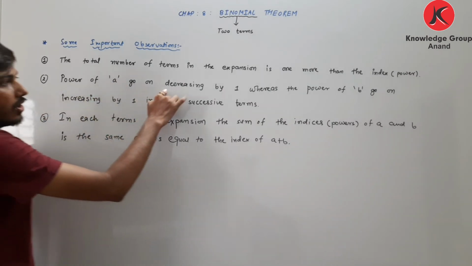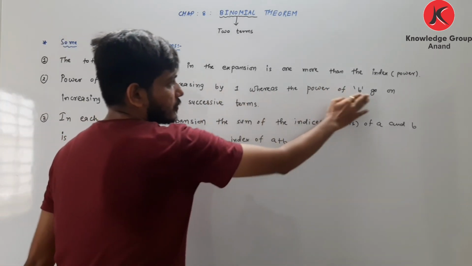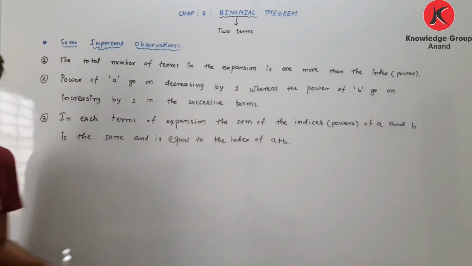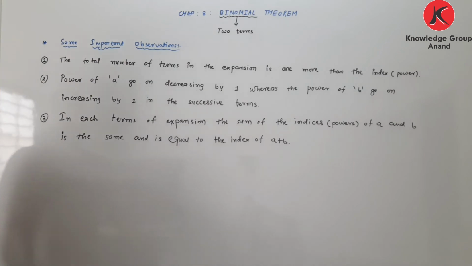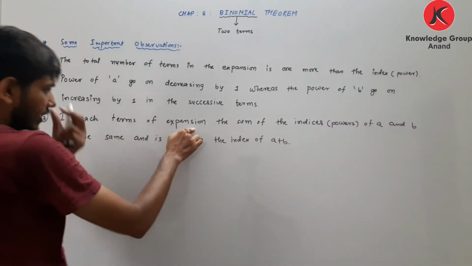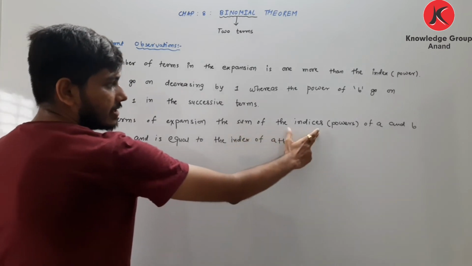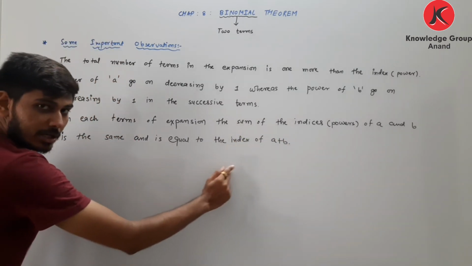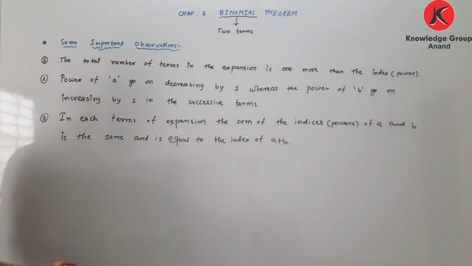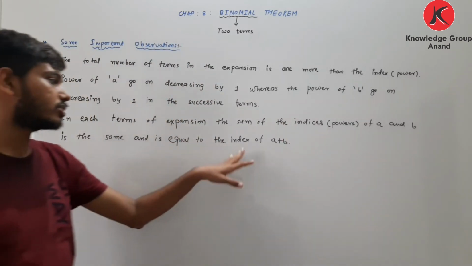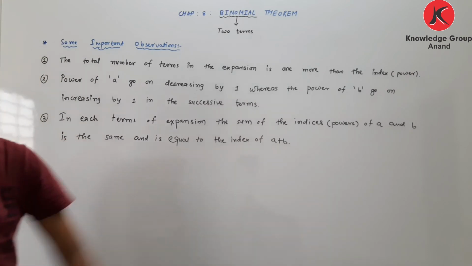Power of A goes on decreasing by 1, whereas power of B goes on increasing by 1 in the successive terms. Keep this in mind. In each term of the expansion, if you sum the indices of A and B, the sum will be the same in each and every term, and it is also equal to the index of (A plus B).